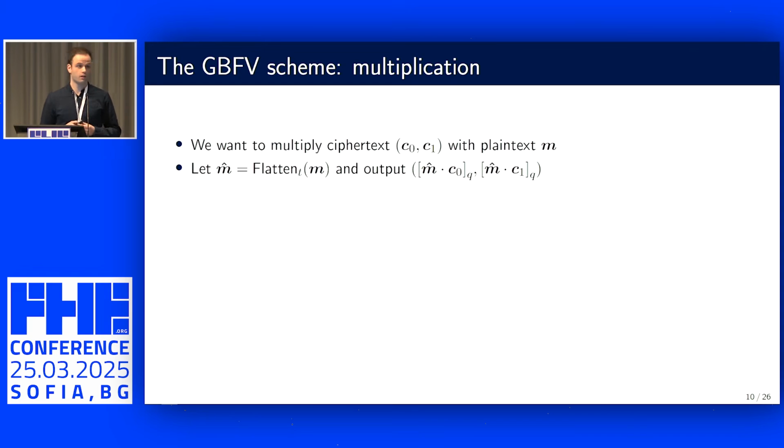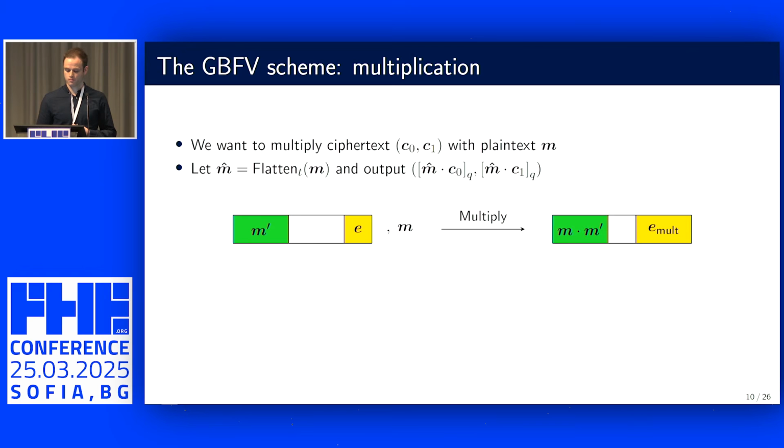Let's now explain the goal of FHE, which is this computation on encrypted data, and I will do this via a case study of homomorphic multiplication. To do that, we first flatten our plaintext to get some alternative plaintext m hat, and then we multiply this plaintext by both parts of the ciphertext. As always in FHE, because of this operation, the noise of our ciphertext will get larger.